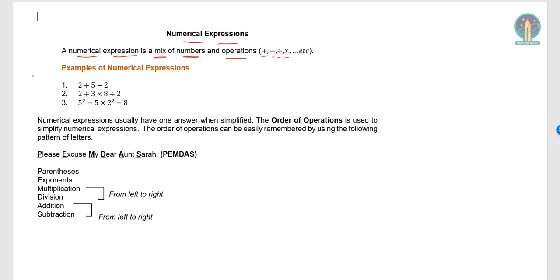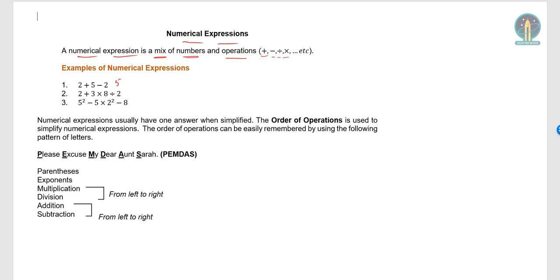Some examples of numerical expressions. 2 plus 5 minus 2. This evaluates to 2 plus 5 is 7, minus 2, and then you get 5. 2 plus 3 times 8 divided by 2. Again, there should be a certain order to evaluate these, which we're going to talk about coming up. 5 squared minus 5 times 2 squared minus 8. So you have exponentiation here, which is a mathematical operation.